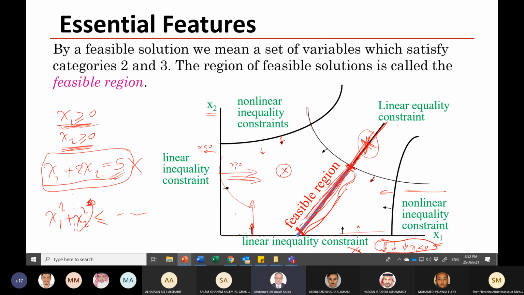So if you have greater than or less than, this is an inequality constraint. If you have equal, this is an equality constraint. I hope this addresses your question. Yeah, it is clear, doctor. Thank you.